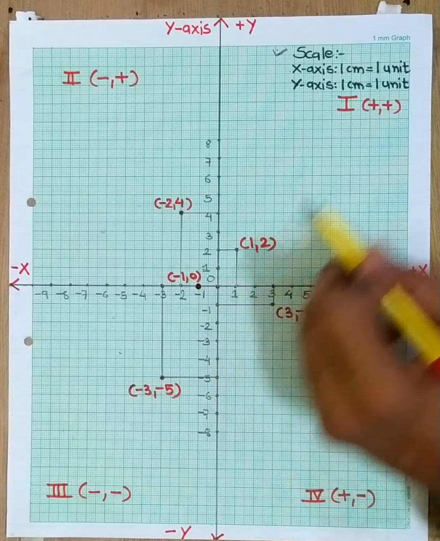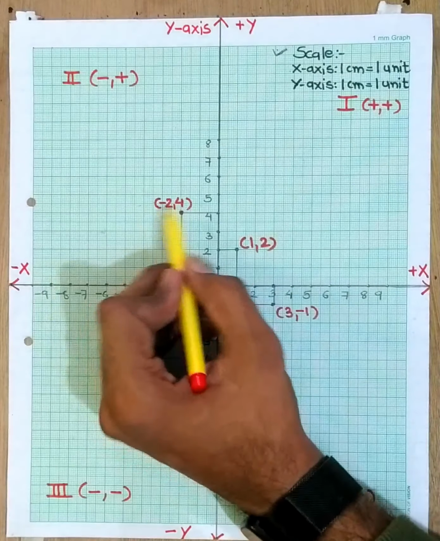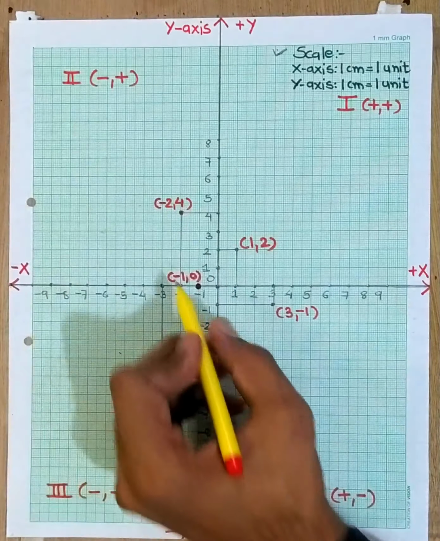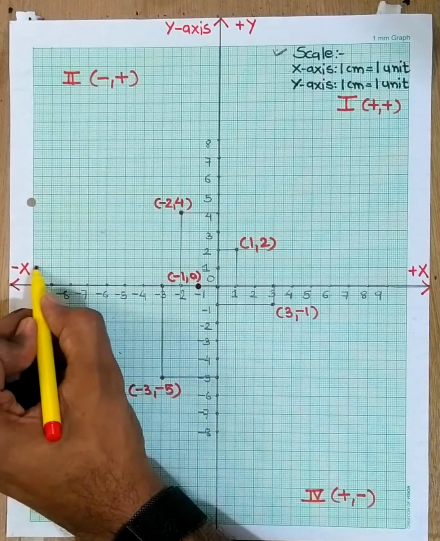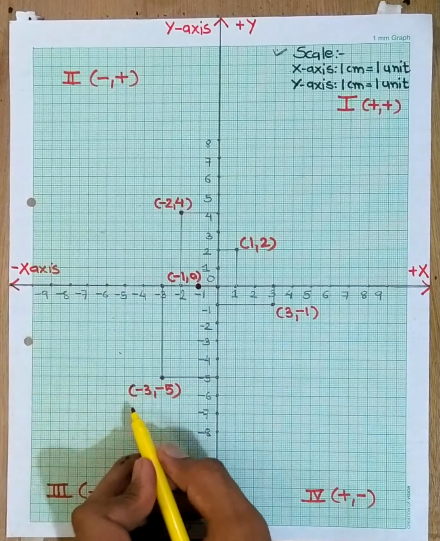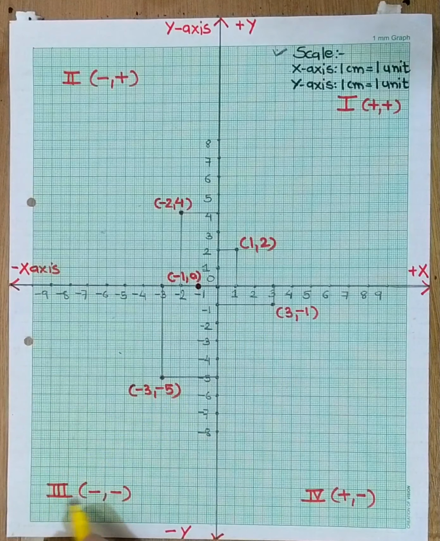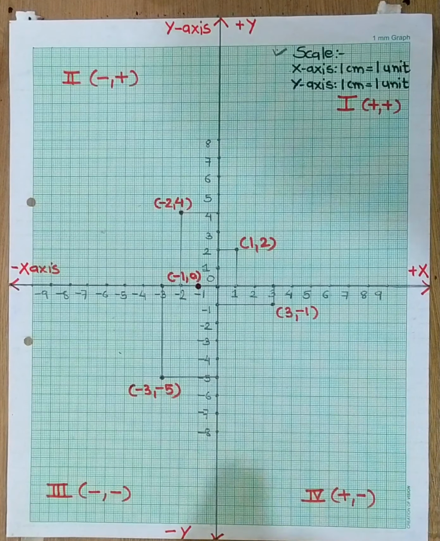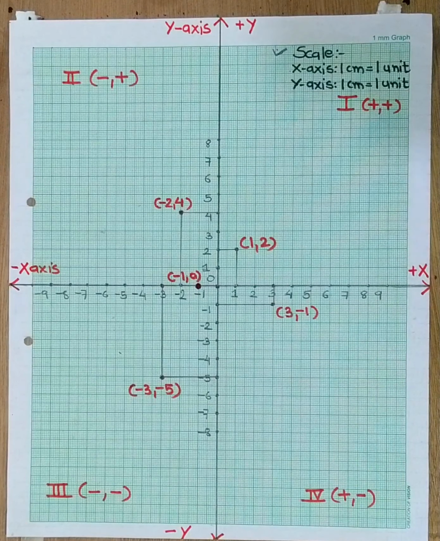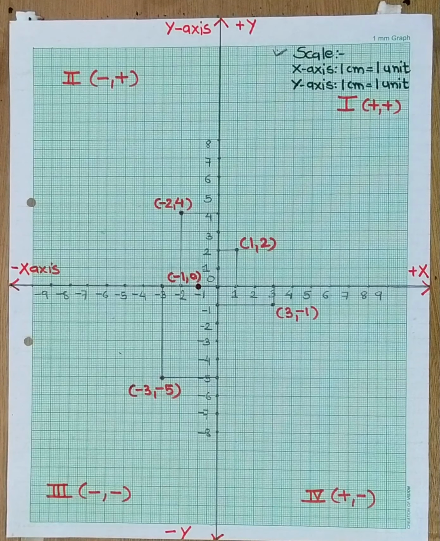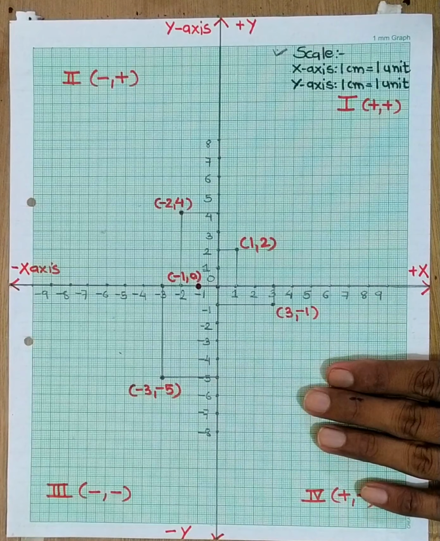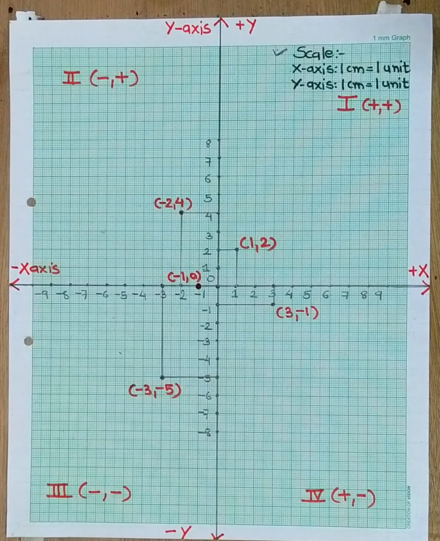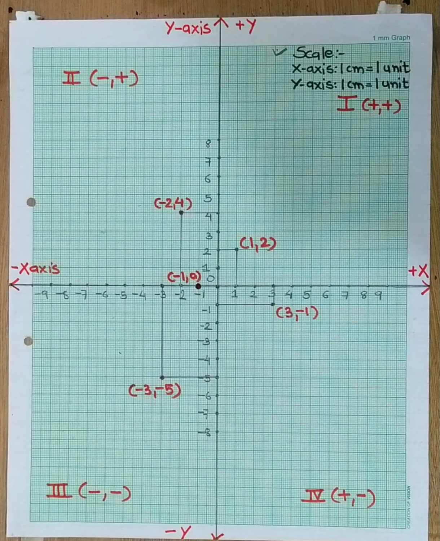So 1, 2 lies in the first quadrant, -2, 4 lies in the second quadrant, -1, 0 lies on the negative x axis, -3, -5 lies in the third quadrant, and 3, -1 lies in the fourth quadrant, clear. So this is how we will verify. We have already verified theoretically and graphically, clear. So moving on to the next question.